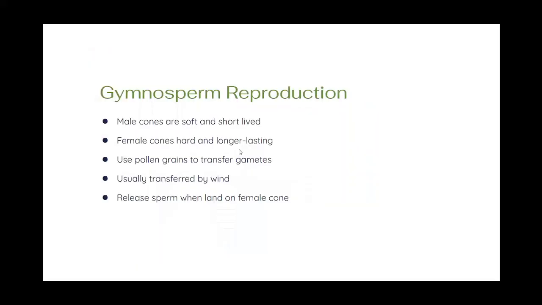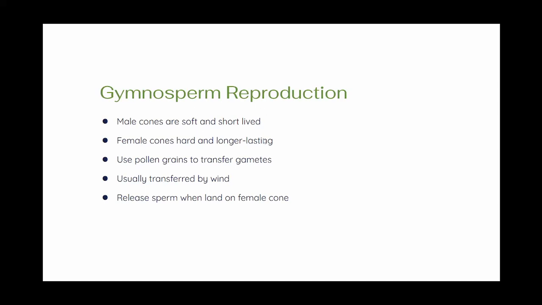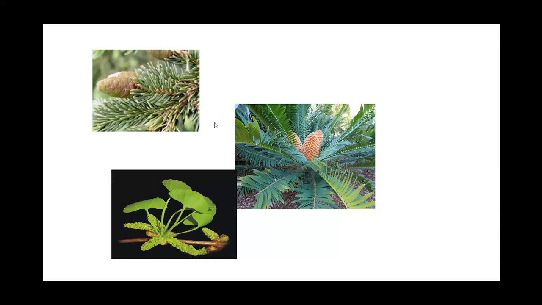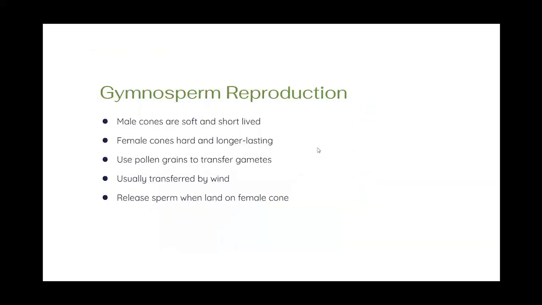We're going to look at these, and now we're going to look at their reproduction. They use male cones, soft and short-lived. Alright, so these are wind dispersed to fertilize female cones because they have pollen. And this you would usually find on top. They're little green things and they're soft. And these ones are hard and big and they're on the bottom, they're female. Alright, so they use pollen to transfer gametes. And the fertilized ovules develop into seeds, which are exposed on the cone scales.